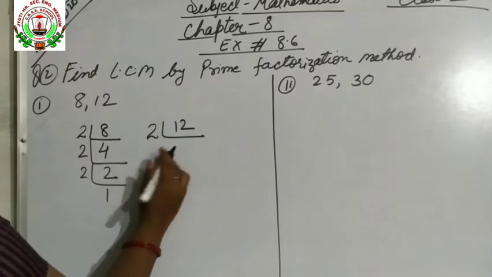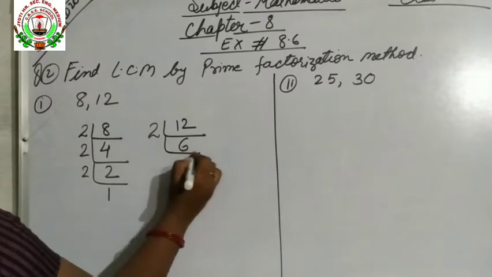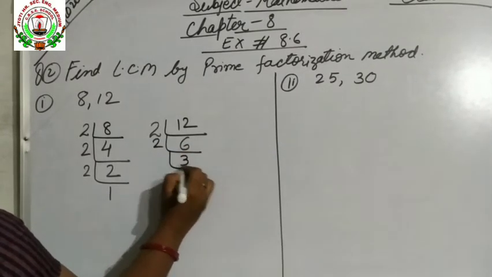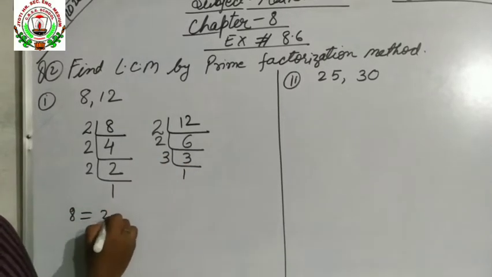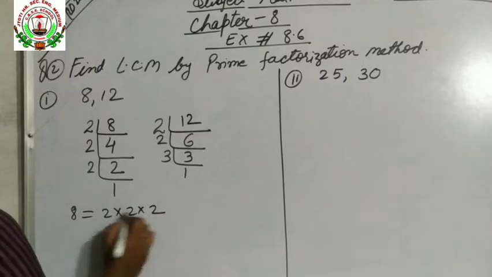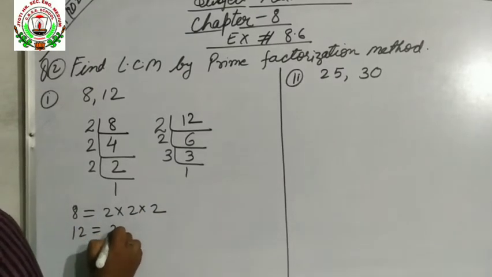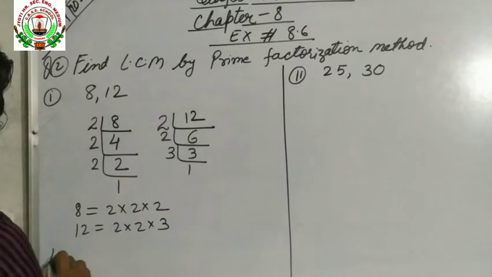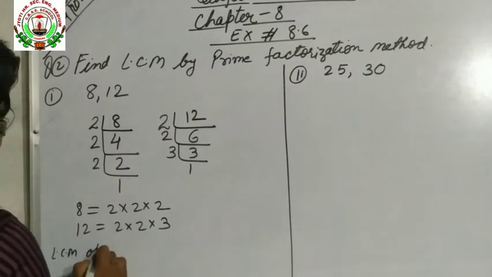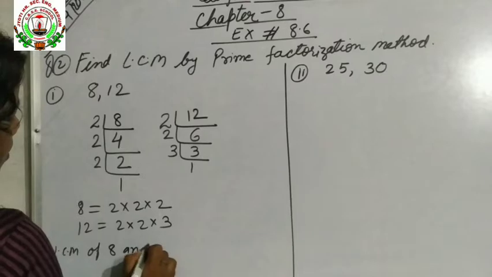Now it is 12. It is also divisible by 2. 2 6s are 12. 2 3s are 6 and 3 1s are 3. Now we will write the factors of these numbers. 8 is 2 into 2 into 2, and 12 is 2 into 2 into 3. Now here, the LCM of 8 and 12.